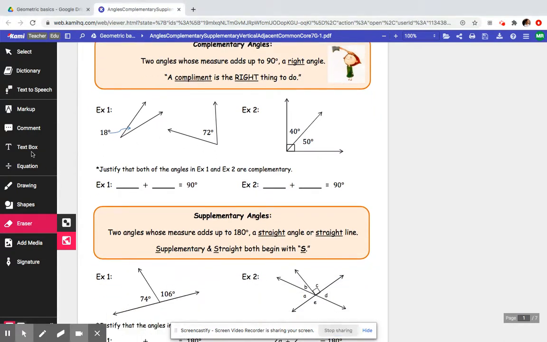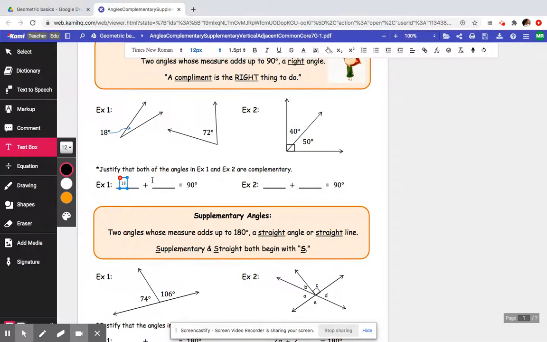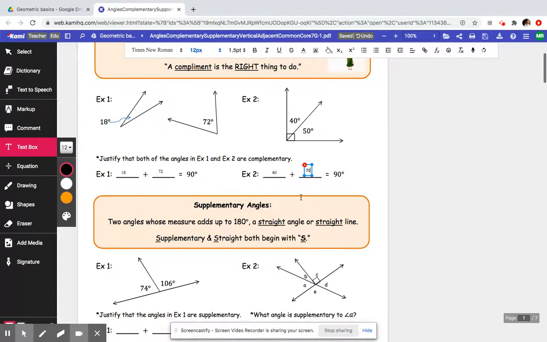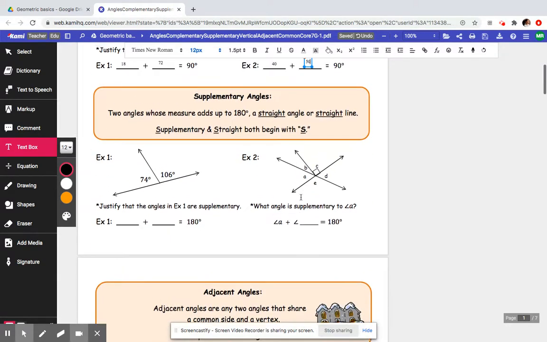So let's look at some examples here. In this first example, we have an 18-degree angle and a 72-degree angle. If we do 18 plus 72, they equal 90 degrees, and that is a complementary angle because it equals 90 degrees. Example 2, we have a 90 degree angle, and a 40 and a 50. We can add those together. 40 plus 50 equals 90. That is complementary.